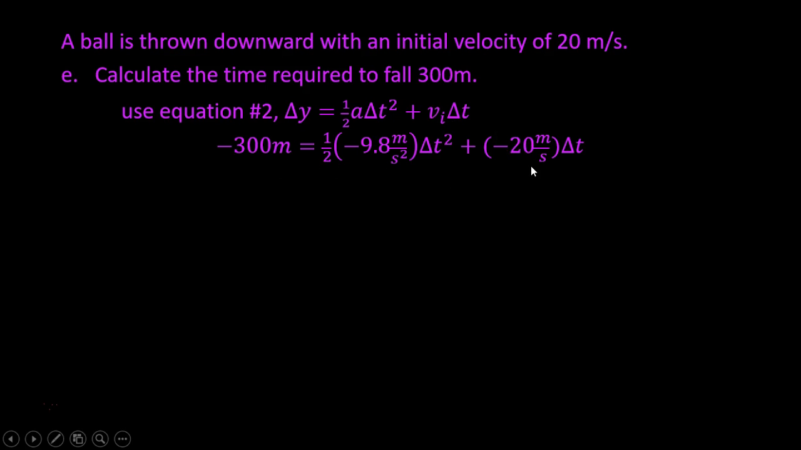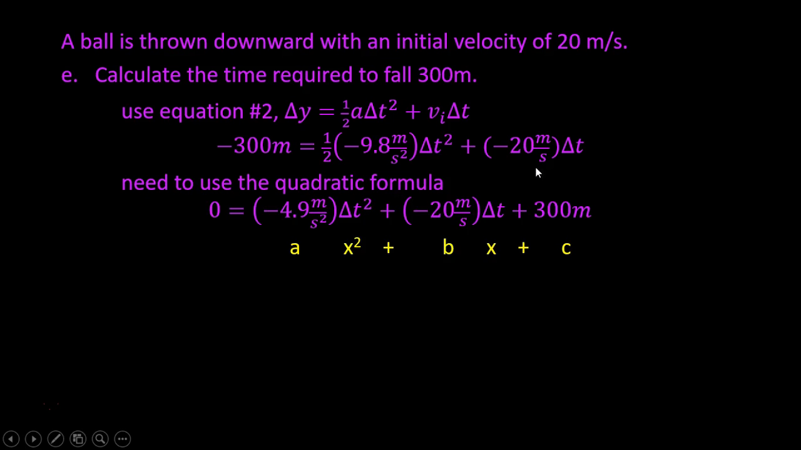The fact that it's not 0 makes this problem a little more complicated algebraically, and let's explore it. First, we want to plug in all our values. So we know the displacement vertically, we know the vertical acceleration, and we know the initial vertical velocity. We need to solve this for delta t, but this is challenging because we have delta t squared and delta t. What we need to do is use the quadratic formula.